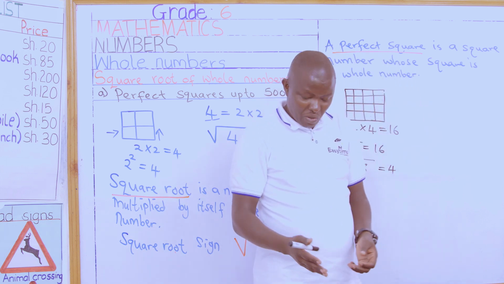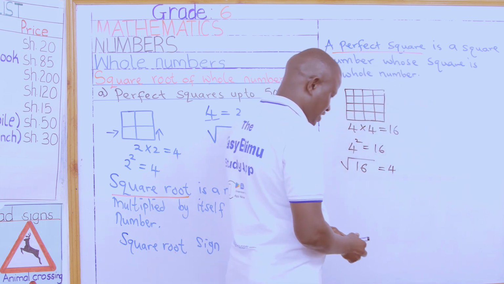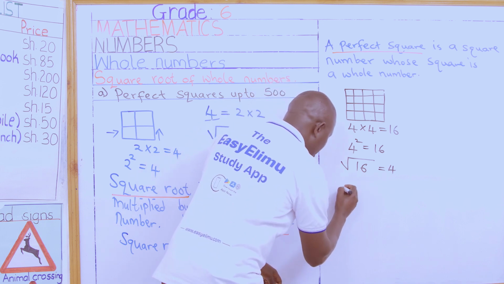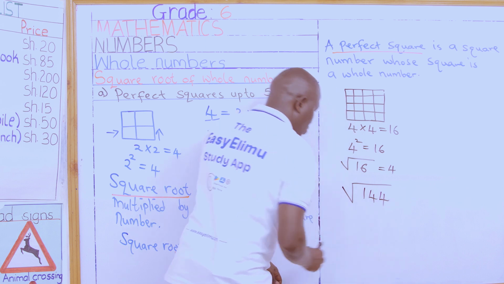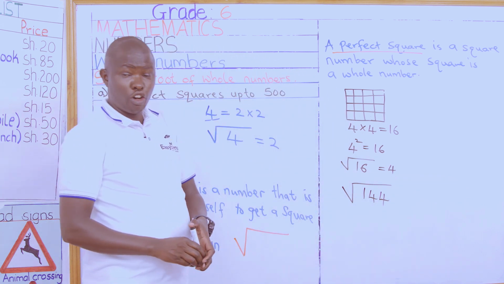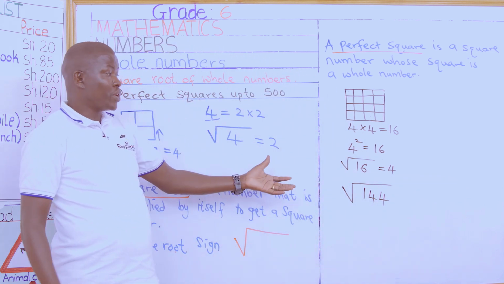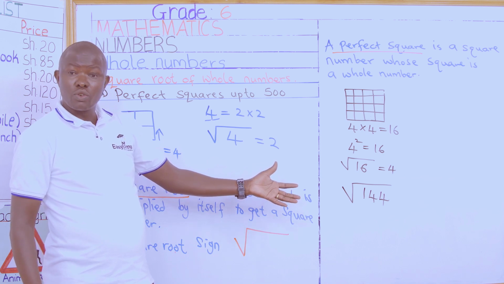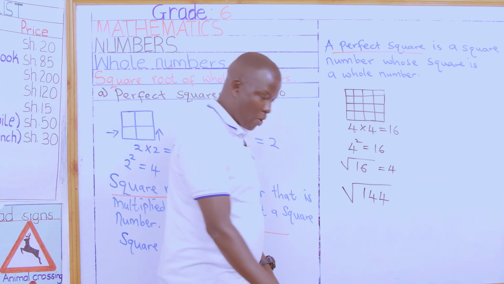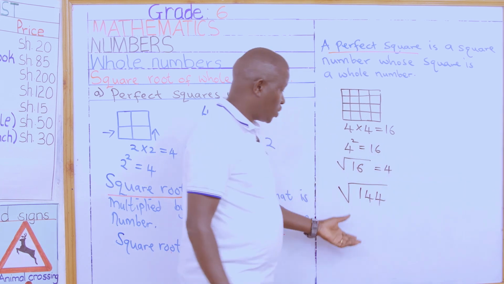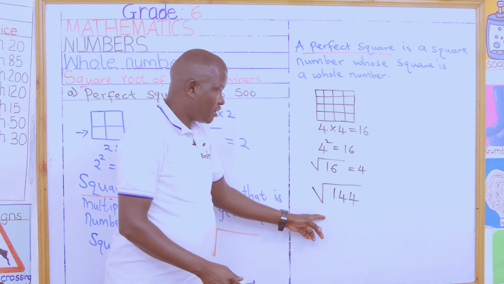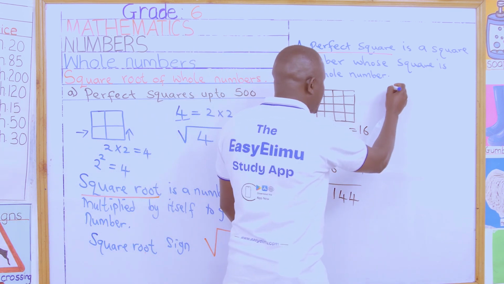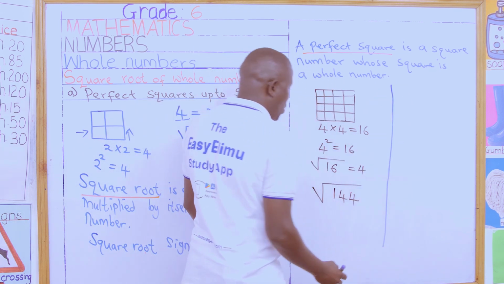Now, let us look at the square root of the following number as in our example. What is the square root of 144? Now, how do we calculate the square root of 144? Learners, this is what we will use: the factor tree. In the factor tree, I use the factors which are meant to get 144.